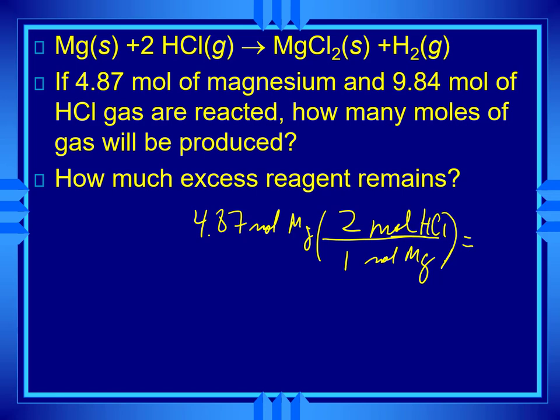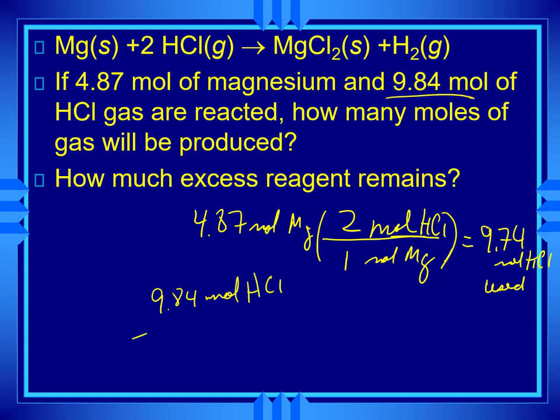And 2 times 4.87 is 9.74 moles of HCl. And that's how much I used. And I started with 9.84 moles. And I used 9.74 moles. So I have 0.10 moles of HCl left.